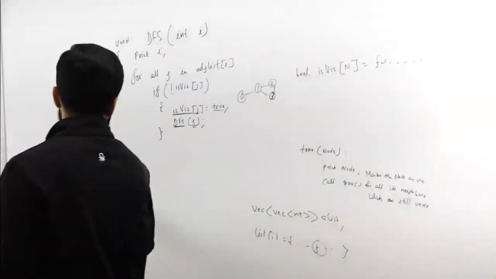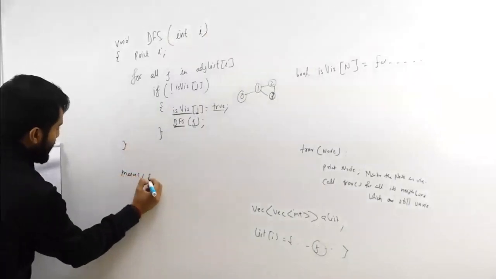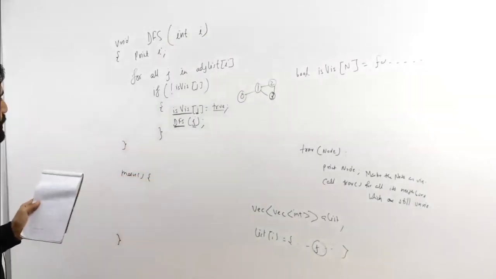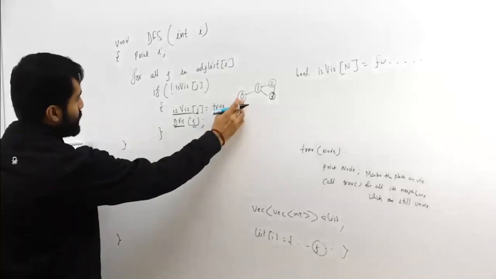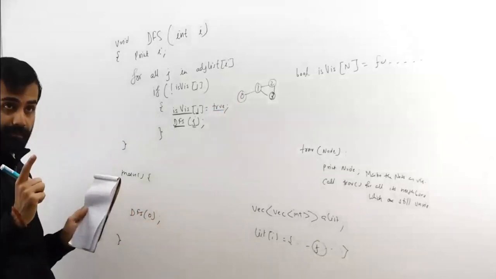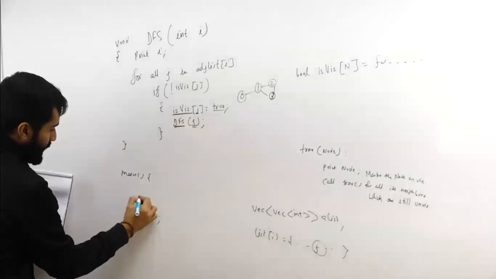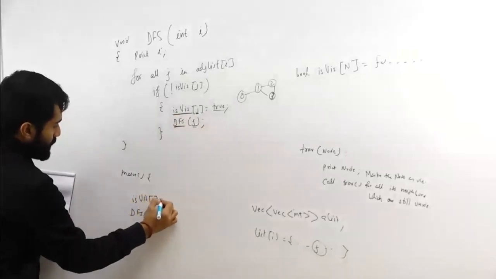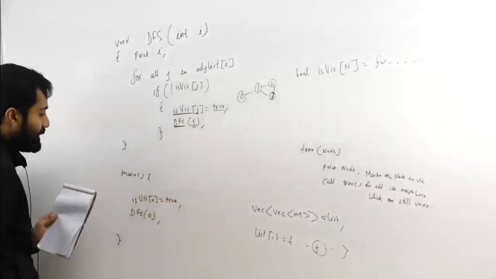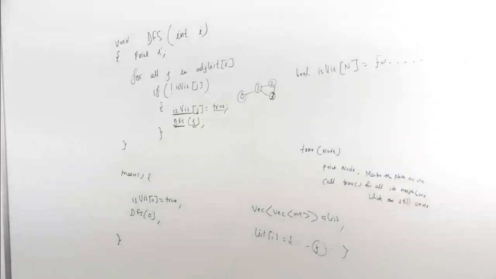When I say consistent, there will be a main function, and that main function will start DFS from certain nodes. So let's say you plan to start from here, you will call DFS 0, but you have to be consistent. Before you call DFS 0, it is your responsibility to mark is visited of 0 as true, so that it doesn't get visited again. Okay, does this make sense to everyone? Yes or no?